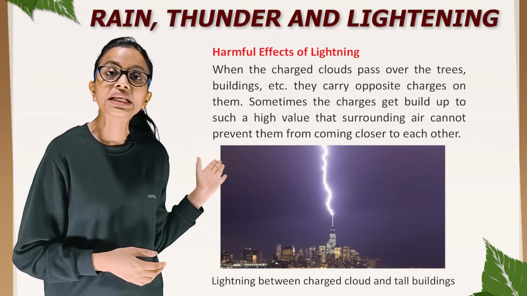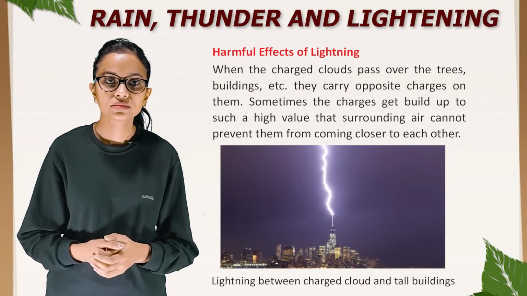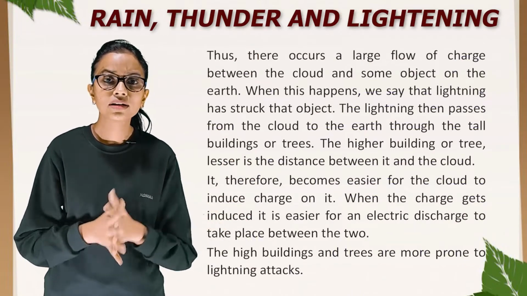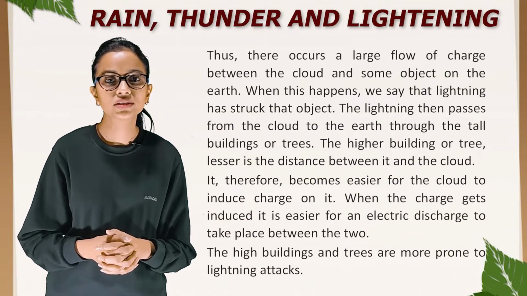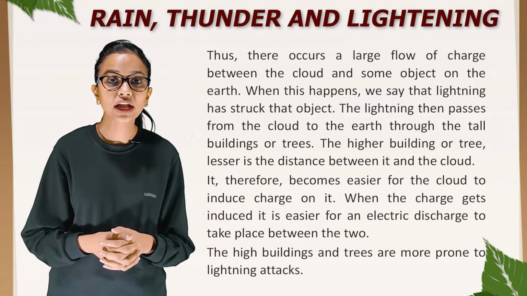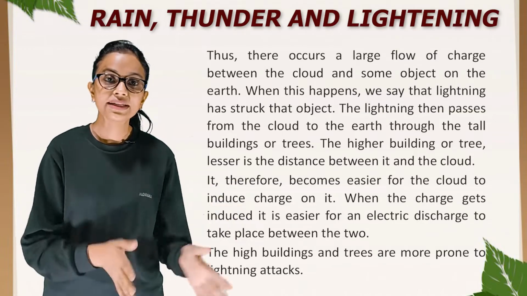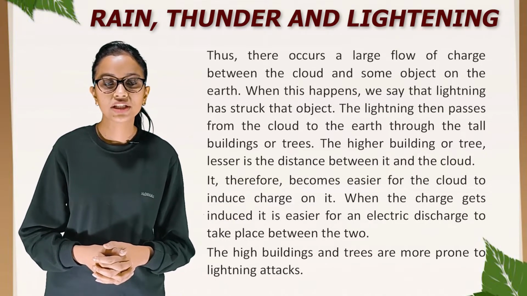This is the picture showing lightning between charged cloud and tall buildings. Thus, there occurs a large flow of charge between the cloud and some objects on the earth. When this happens, we say that lightning has struck that object. The lightning then passes from the cloud to the earth through the tall buildings or trees.